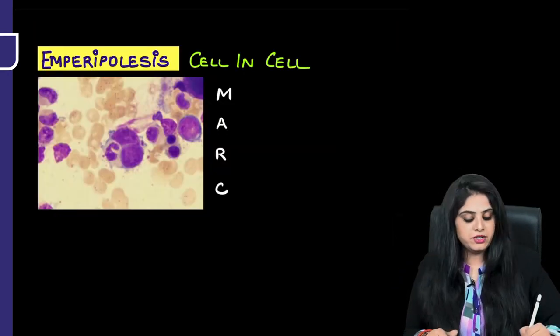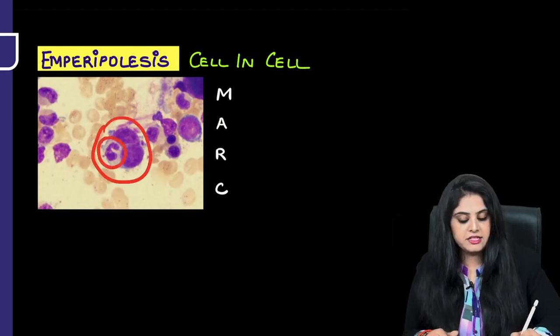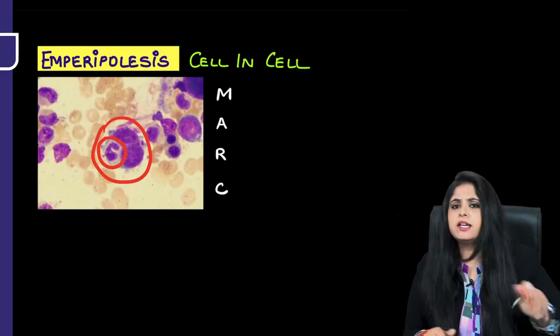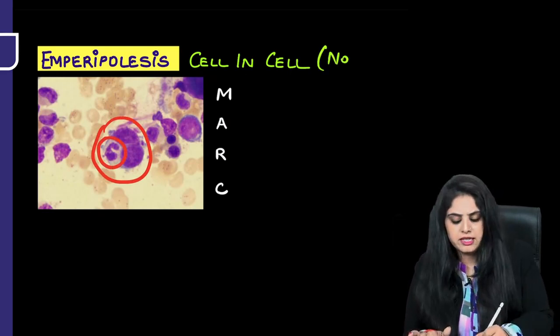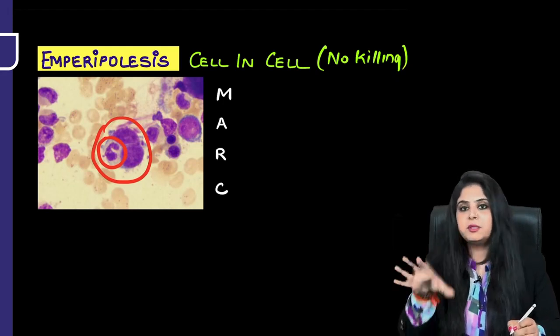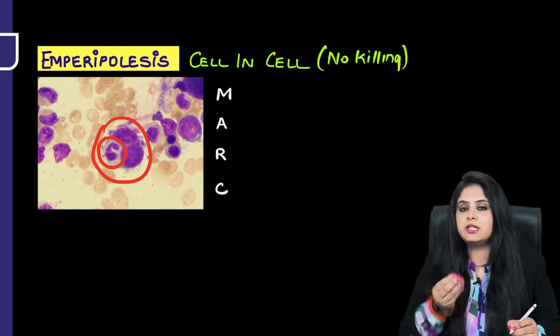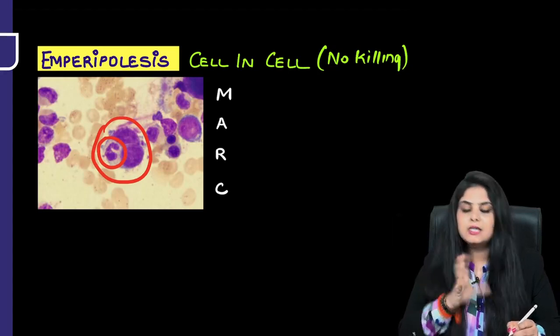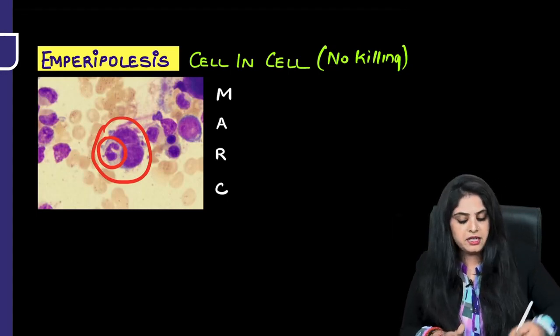What is cell in cell? Previous year question. Cell in cell is known as emperipolesis. There is a big cell and that has eaten a small cell, but no one's going to kill, harmless. This is not going to be killing. It's just like keeping the food in your mouth, but after that spitting it out. You're not chewing it, you're not digesting it. That is cell in cell. That is known as emperipolesis.